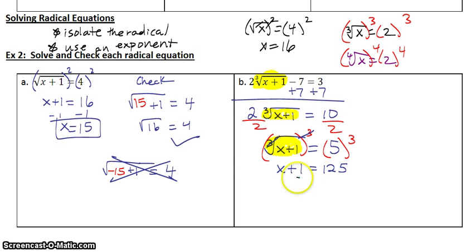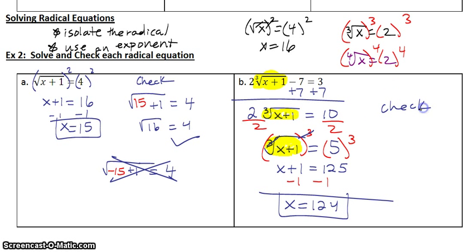At this stage I just continue solving, so I actually end up with x equals 124 for my final answer. And again, feel free to check it if you want to. I will require you to check some of them but not all of them, so make sure you listen closely when I give your homework assignment tomorrow so you know what you're doing.